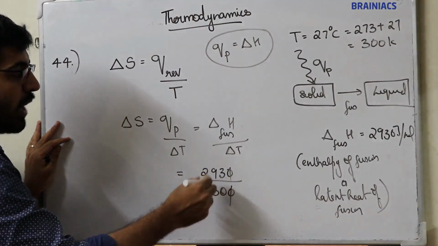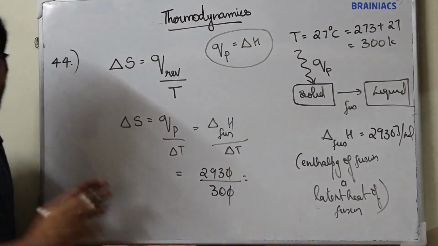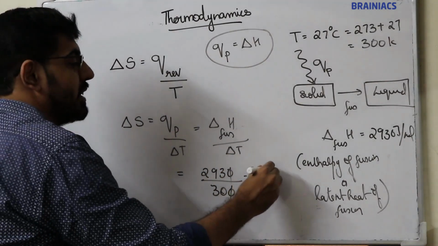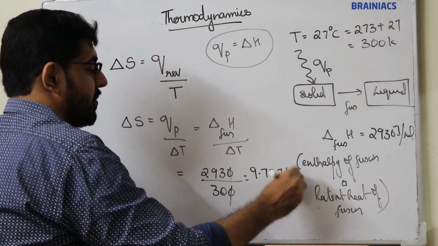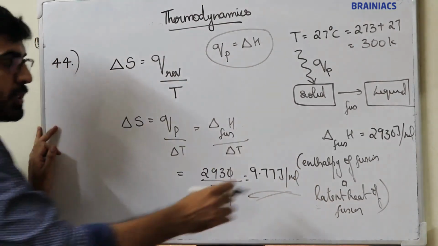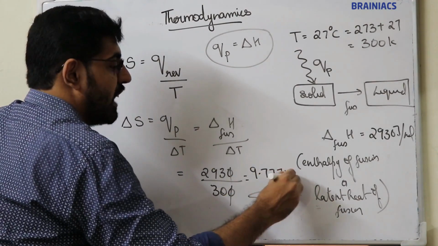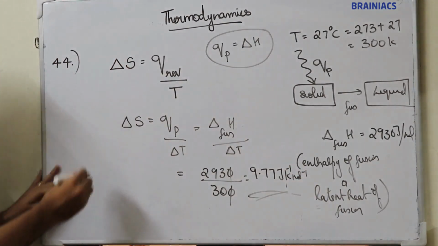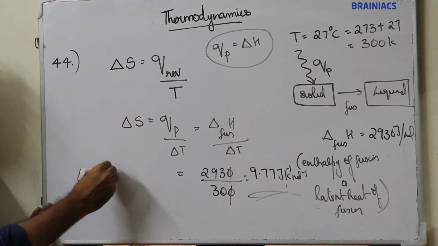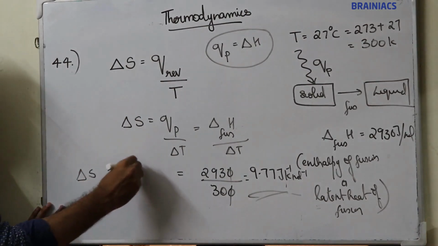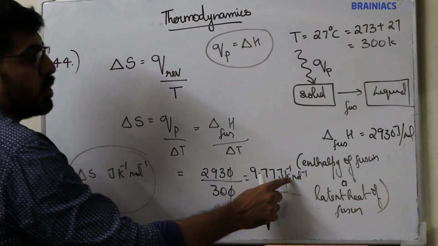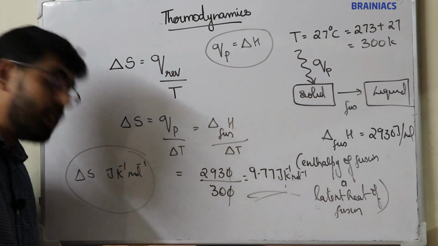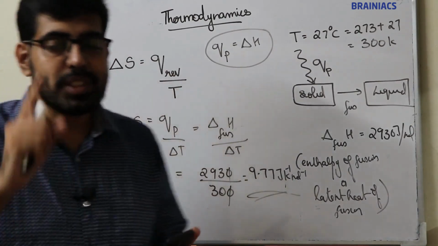Now dividing 293 by 30, you will get nearly 9.77 joules. So this is the entropy, 9.77 joules per Kelvin per mole. The unit of entropy, as we have already discussed, is joules Kelvin inverse mole inverse.